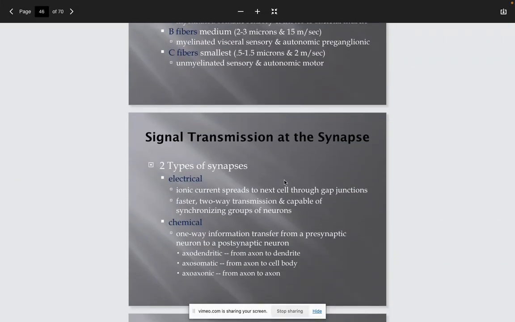What is important is knowing the two types of synapses. So if you guys can remember, we talked about the synapse being the communication space between usually two neurons or a neuron and a muscle fiber. There is something called electrical and chemical.